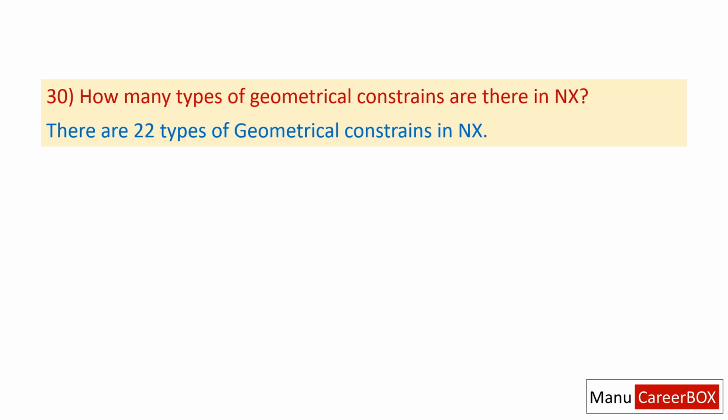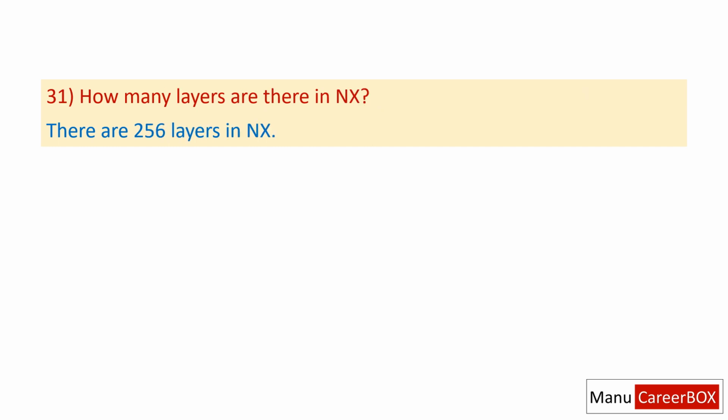30. How many types of geometrical constraints are there in NX? There are 22 types of geometrical constraints in NX. 31. How many layers are there in NX? There are 256 layers in NX.